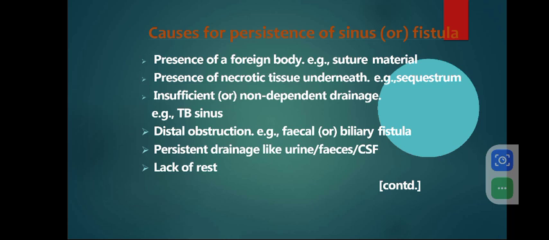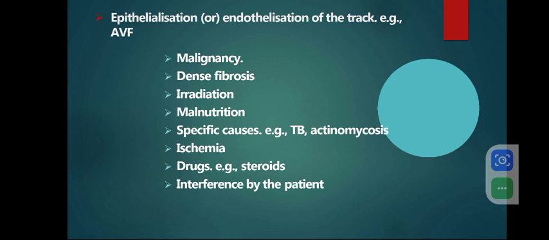Causes for persistence of sinus or fistula: presence of a foreign body, that is suture material; presence of necrotic tissue underneath the sequestrum; insufficient or non-dependent drainage, for example TB sinus; and distal obstruction, for example fecal or biliary fistula. Persistent drainage like urine, feces, CSF, and lack of rest.